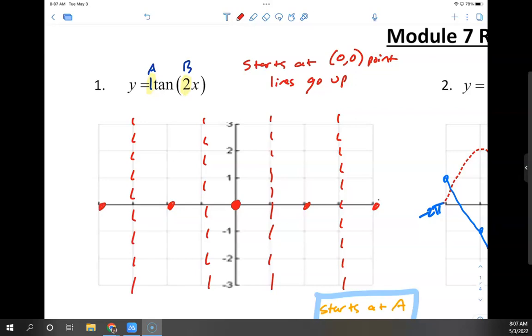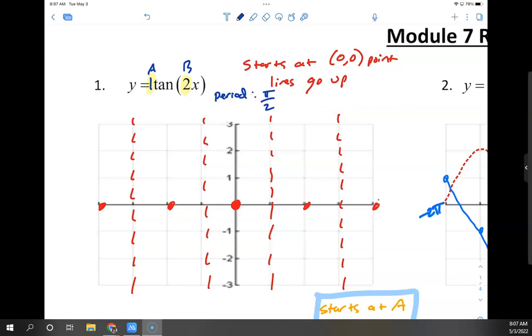The period for tangent, okay, I won't ask you for amplitude because it doesn't really have an amplitude. But the period for tangent is pi over b. So it's not 2 pi over b anymore. It's pi over b. So you remember that? Now, what that tells you is that is the distance between every 0. Every 0 has a distance of pi over 2. It's also the distance between every asymptote. So however you want to label it, you can do that.